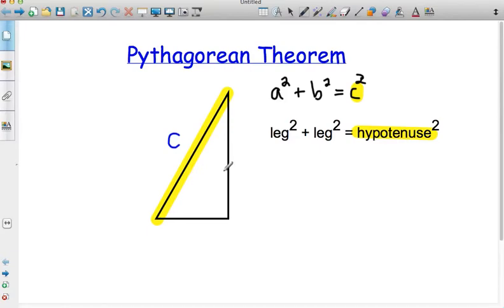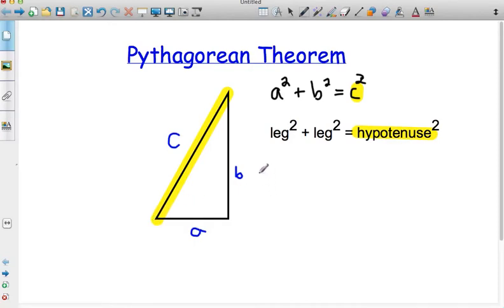The legs now are the two shorter ones that come together to make the right angle. These ones you can see, I could add leg 1 plus leg 2 and I'm going to equal the same thing. So it really doesn't matter which one is A and which side is B. Again, the important part was that C was the hypotenuse across the other side.